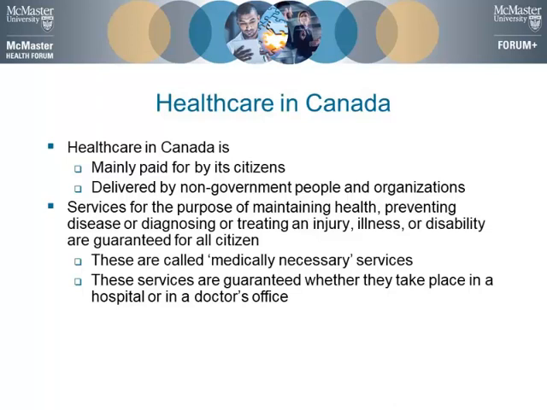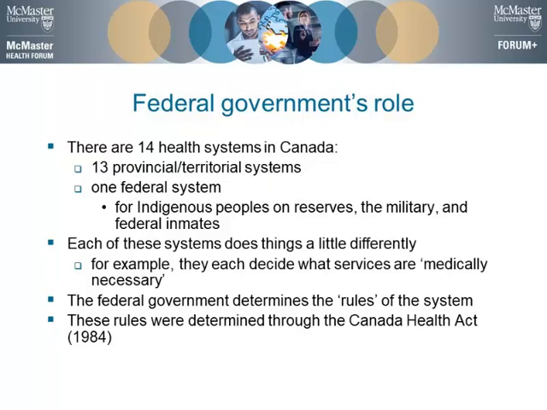Services for the purpose of maintaining health, preventing disease, or diagnosing or treating an injury, illness, or disability are guaranteed for all citizens. These are called medically necessary services. These services are guaranteed whether they take place in a hospital or in a doctor's office. There are 14 health systems in Canada, 13 provincial and territorial systems, and 1 federal system for Indigenous peoples on reserve, the military, and federal inmates.